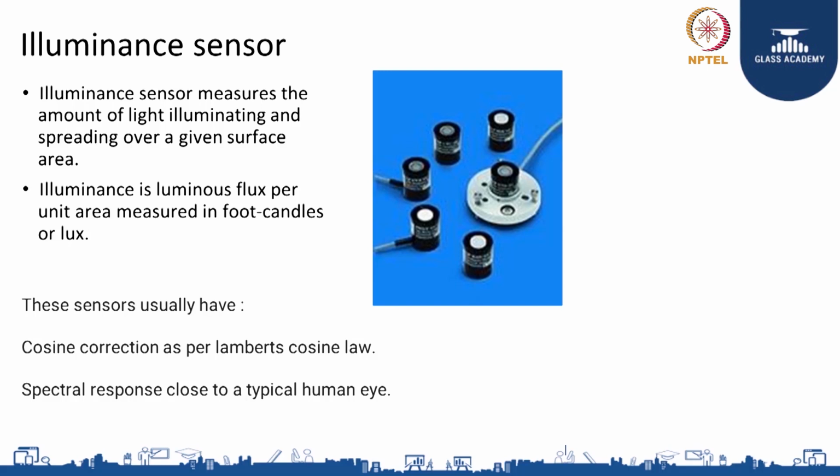This helps in measuring the low light levels accurately and also accurately measuring the light which is coming at lower angles. These sensors also would have a spectral response close to the typical human eye, because these sensors should report the illuminance value in such a way that this is what the average human eye will see. So the values reported by them should correspond to the response that the average human eye will have.